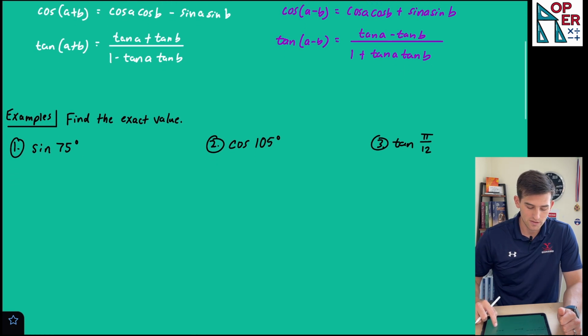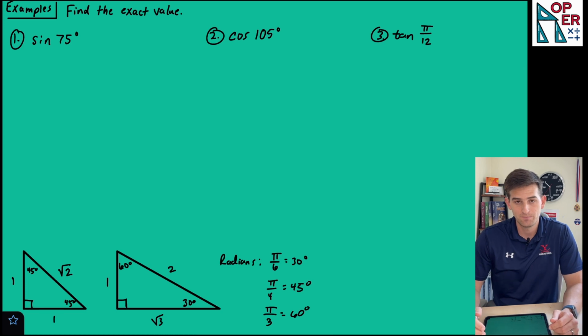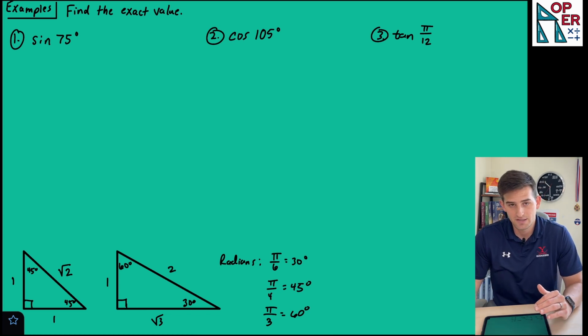Now let's think about what types of angles we would want to try and split our single angle into. Well, if we're taking sine, cosine, and tangent, then it would be nice if we could use our special right triangle measures. So like a 45, 45, 90 and a 30, 60, 90.